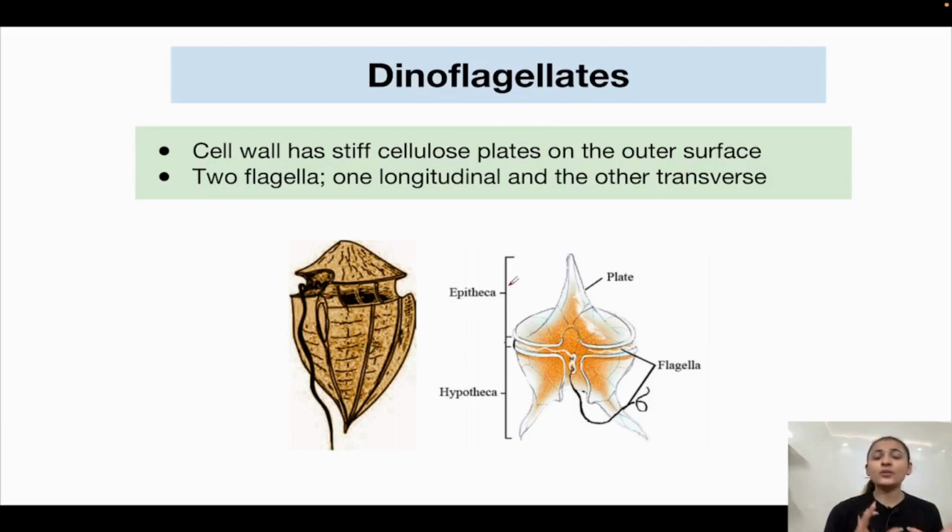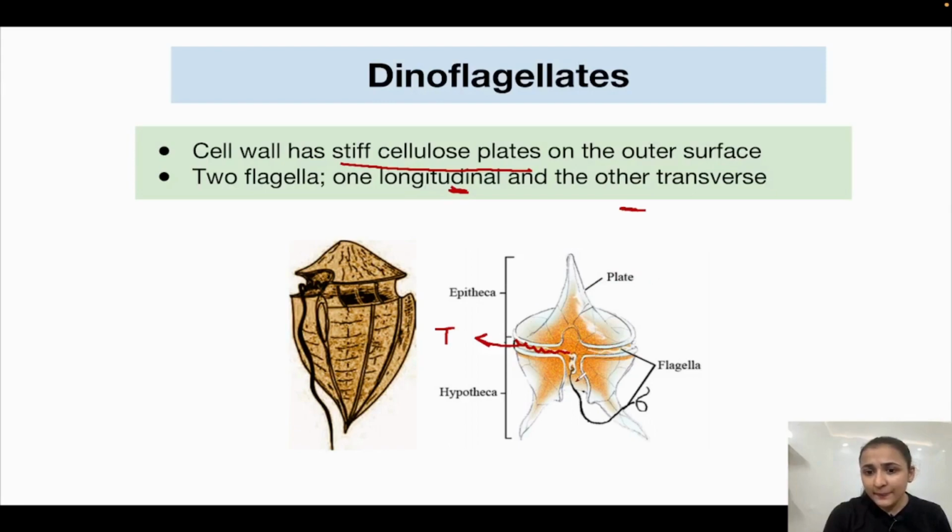The cell wall of dinoflagellates has stiff cellulose plates on the outer surface. It has two flagella, one longitudinal and the other transverse. So as you can see, dinoflagellates have two flagella. This is the longitudinal flagella, and the other flagella is present here, which is known as the transverse flagella. So this is the structure of dinoflagellates, and it has stiff cellulose plates.